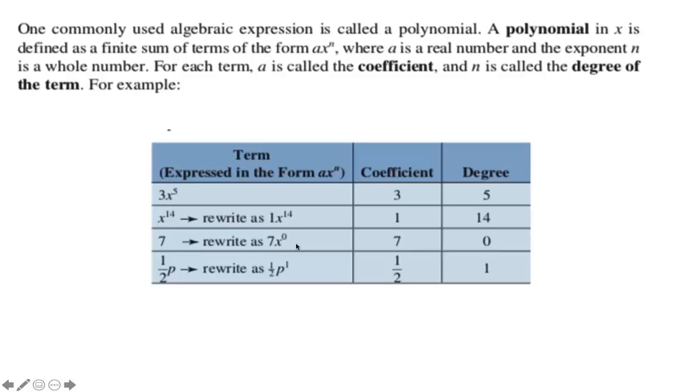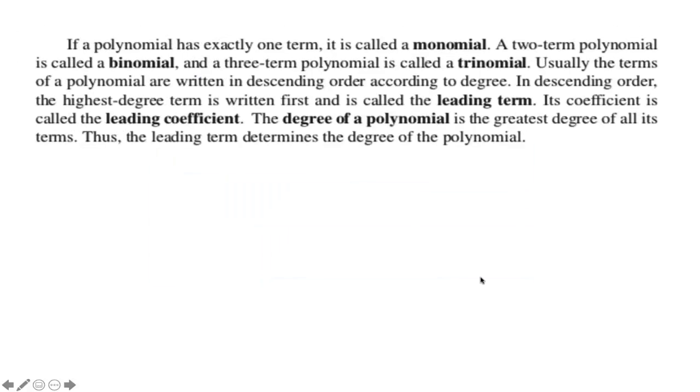A constant has degree 0, since x to the 0 is 1. And then 1/2 p, 1/2 is the coefficient, and the degree is 1. A polynomial that has exactly one term is called a monomial. A 2-term polynomial is a binomial. A 3-term polynomial is called a trinomial. And usually when you have polynomials that have multiple terms, we put the degrees in descending order, where the highest degree goes first. The coefficient for that is called the leading coefficient, and that term is called the leading term.